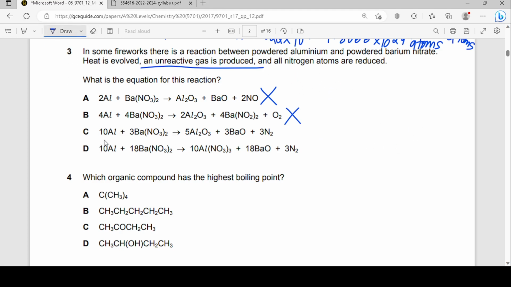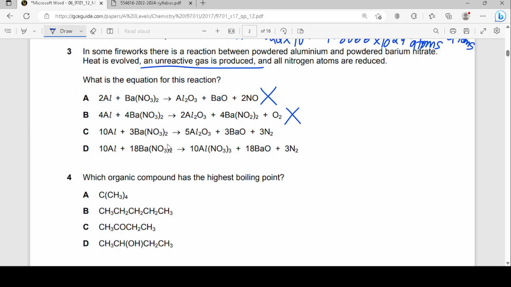Okay, so I'm checking option C now. So 10 Al, 5 times 2 is 10. So aluminium is balanced, okay. And then we have 3 Ba. So barium is also balanced. And then on the right hand side, we have 3 moles of N2, so that's 3 times 2, 6. So 6 nitrogens on the right side. On the left side, we have 2 atoms of N, and then multiply that by 3 as well, because that's the stoichiometric coefficient. So that also gives you 2 times 3 is 6. So you also have 6 N atoms on the left side. So 6 equals 6.